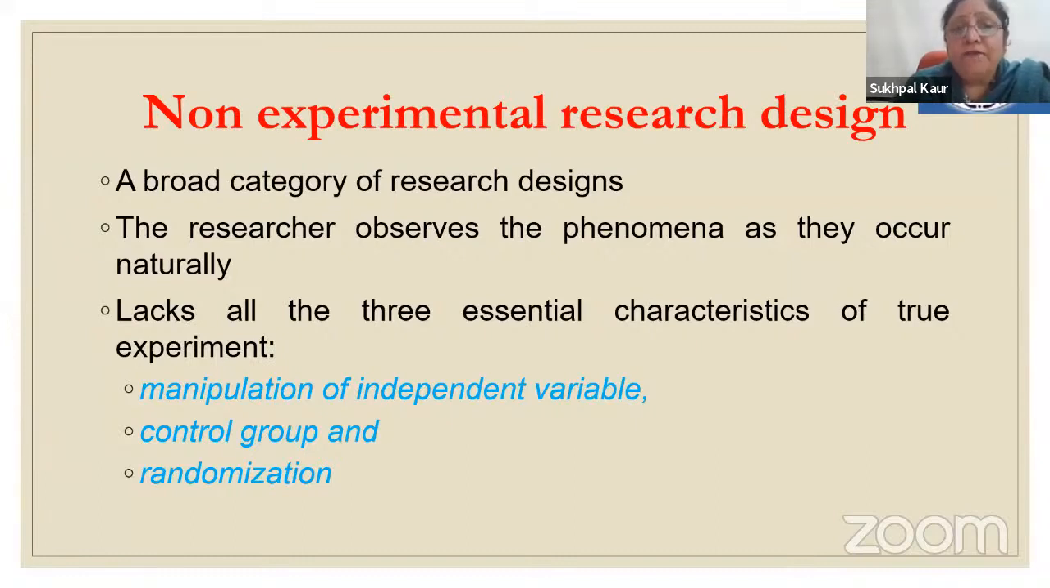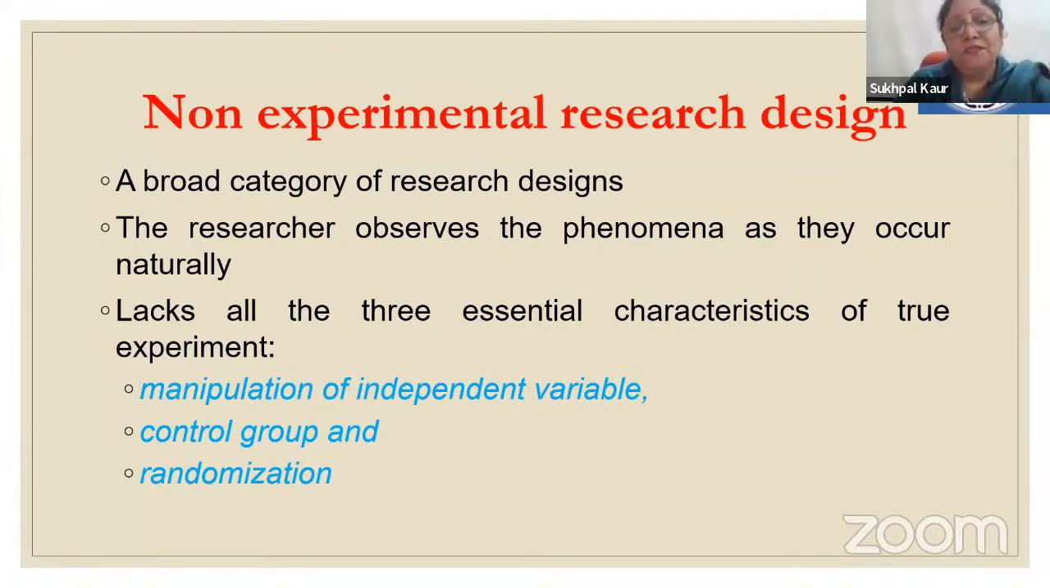So it's a broad category of research design. The researcher basically observes the phenomena as they are occurring naturally. The non-experimental research designs lack all the 3 essential characteristics of a true experiment. I hope you all must be clear by now. What are the 3 essential characteristics of a true experimental research design? The manipulation of the independent variable, having a control group, and randomization. So all three aspects are missing in the non-experimental research design.